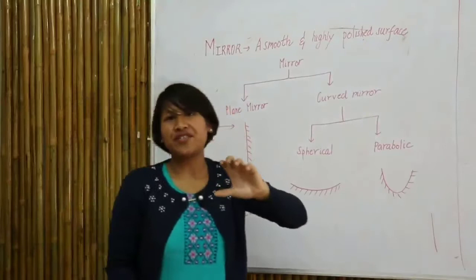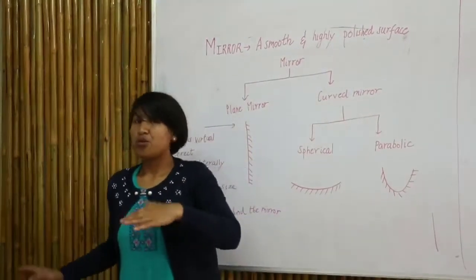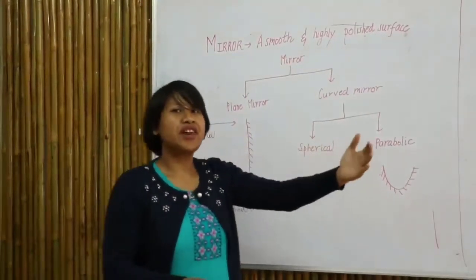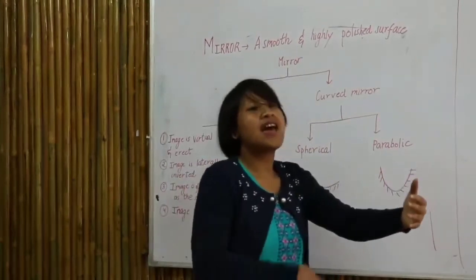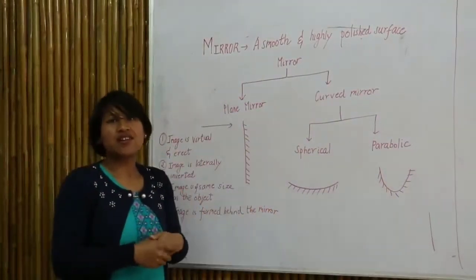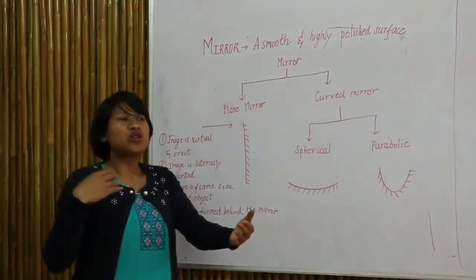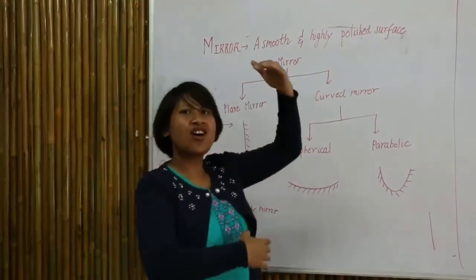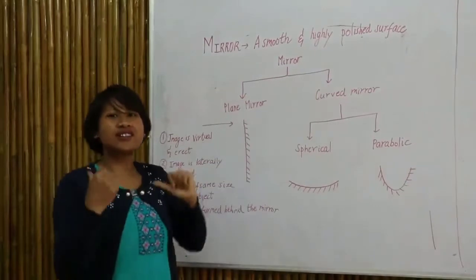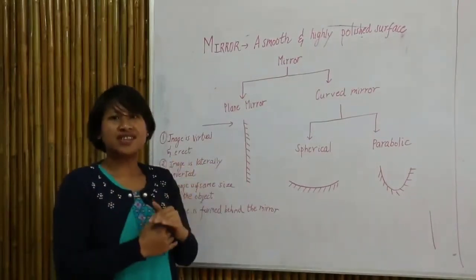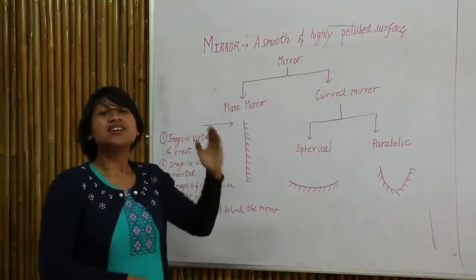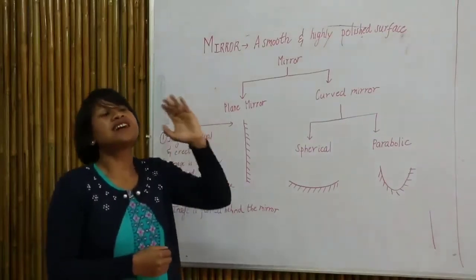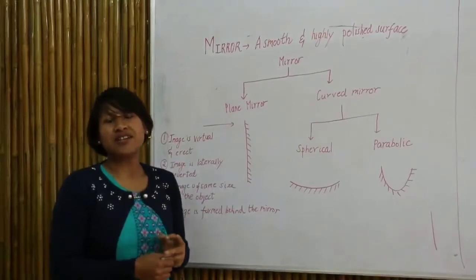What do you observe? You have this mirror at home, and what happens when you walk towards it and backwards, forward and backward? You will observe that the size of the image and the size of the object are the same. So that is the first characteristic of the plane mirror.